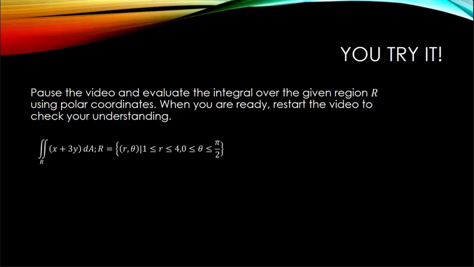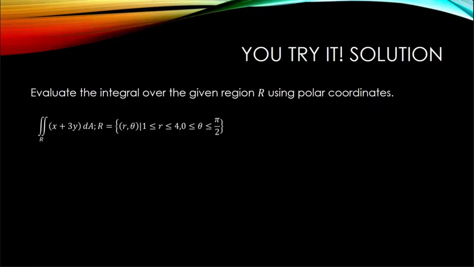You're going to be evaluating the double integral over the region R of the quantity x plus 3y dA, where my region is a set of all points r theta that give me 1 is less than or equal to r, which is less than or equal to 4, and 0 is less than or equal to theta, which is less than or equal to pi halves. For this one, my region is already in polar coordinates. This is part of an annulus region that has a width from 1 to 4 or 3, and it lies in quadrant 1 between the angles 0 and pi halves.